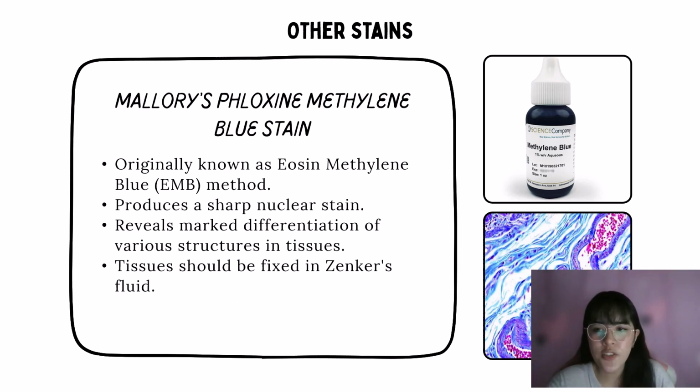Next, we have Mallory's eosin methylene blue stain. It is originally known as eosin methylene blue or EMB method. This technique produces a sharp nuclear stain and reveals with marked differentiation the various structures in the tissues, which should be fixed in Zenker's fluid.